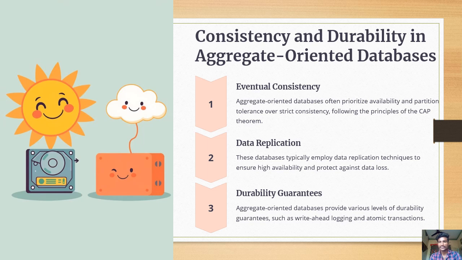Consistency and durability in aggregate-oriented databases. Eventual consistency: aggregate-oriented databases often prioritize availability and partition tolerance over strict consistency, following the principles of the CAP theorem. Data replication: these databases typically employ data replication techniques to ensure high availability and protect against data loss. Durability guarantees: aggregate-oriented databases provide various levels of durability guarantees, such as write-ahead logging and atomic transactions.